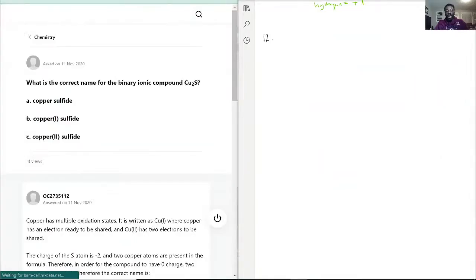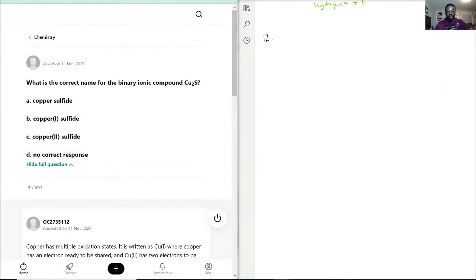What is the correct name for the binary ionic compound Cu2S? Binary just means it's composed of two things, just so you don't get confused by that. So, the correct name for Cu2S. There's a little bit of a trick here, okay?